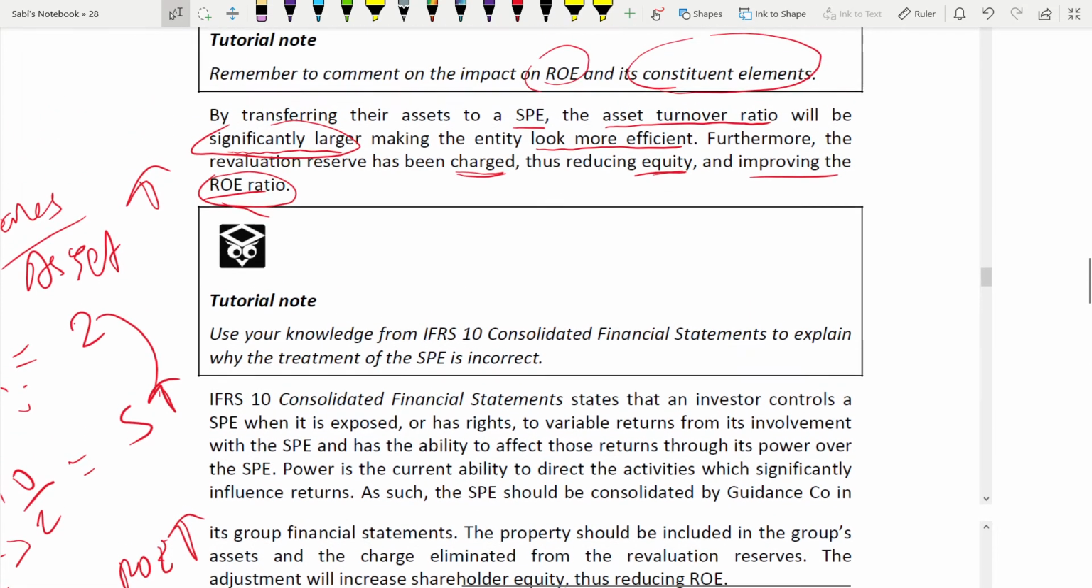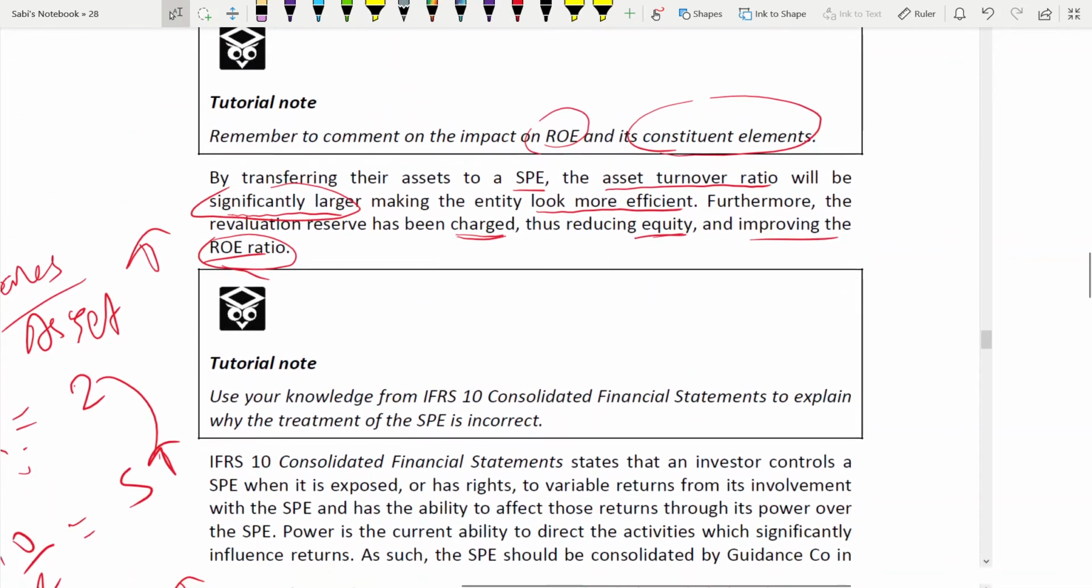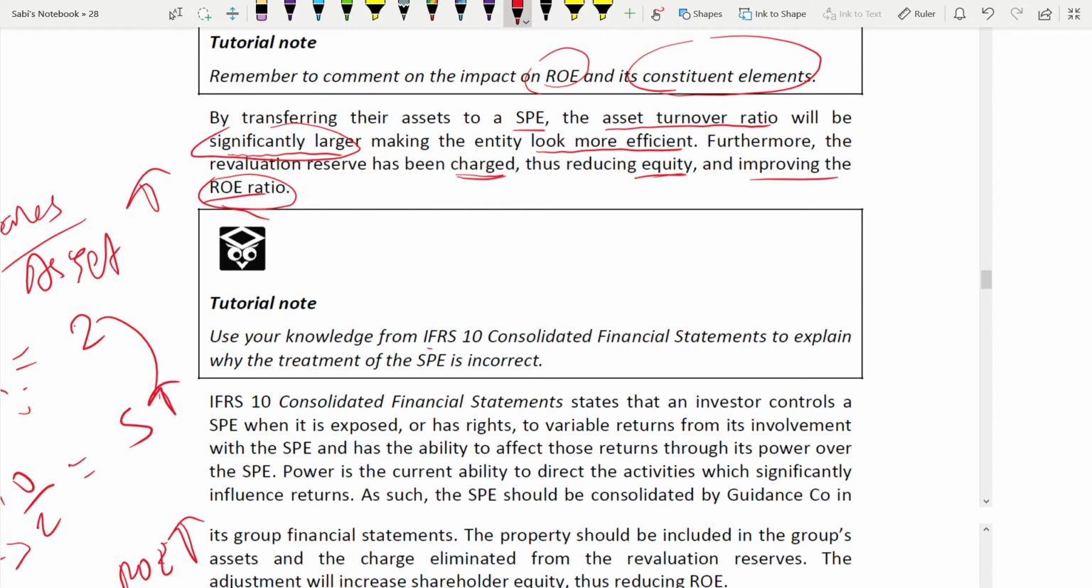Now, which standard to apply? You need to use IFRS 10. You need to use the knowledge of IFRS 10 to explain why the treatment of this is incorrect, because they said that they have no intention to consolidate. That's why you have to talk about IFRS 10. The word consolidation is enough.